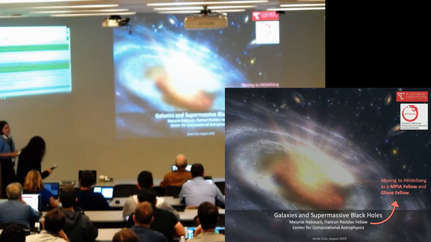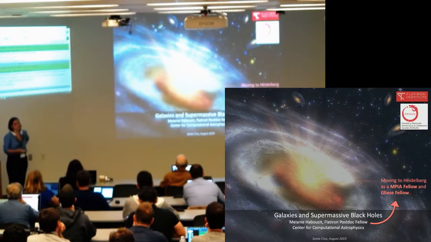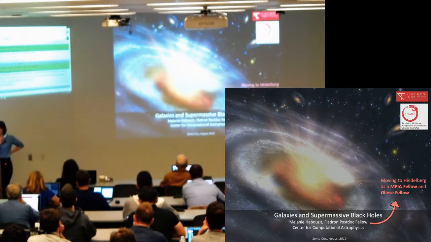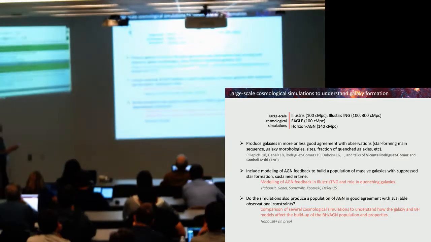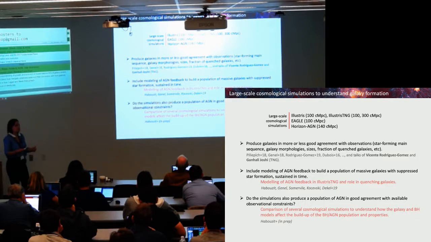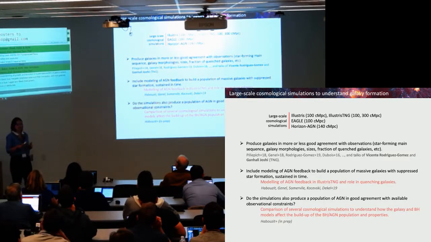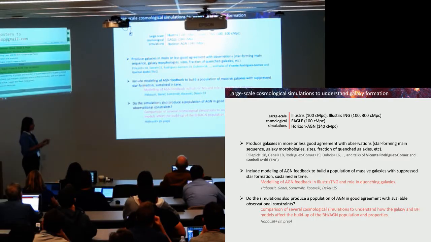Okay, good morning, everyone. Today I'm going to talk about supermassive black hole, AGN feedback, and quenching. We know of this bunch of cosmological simulations of 100 megaparsecs on the side, or even more, like TNG, Eagle, or Horizon AGN. All the simulations produce galaxies in more or less good agreement with observed galaxies in terms of the star-forming main sequence. They produce different morphologies of galaxies. Sizes are getting better, and the fraction of quenched galaxies as well.